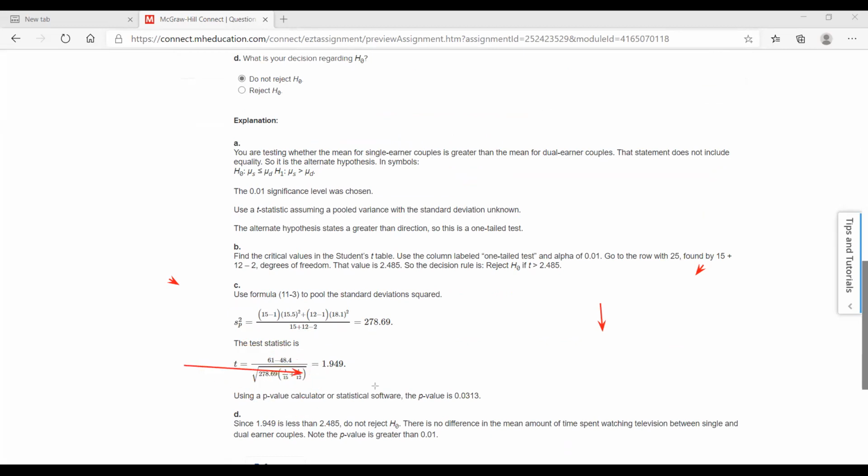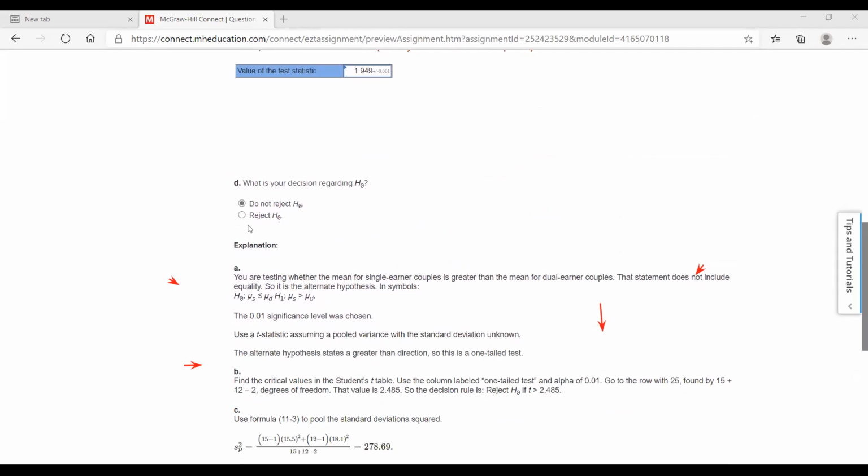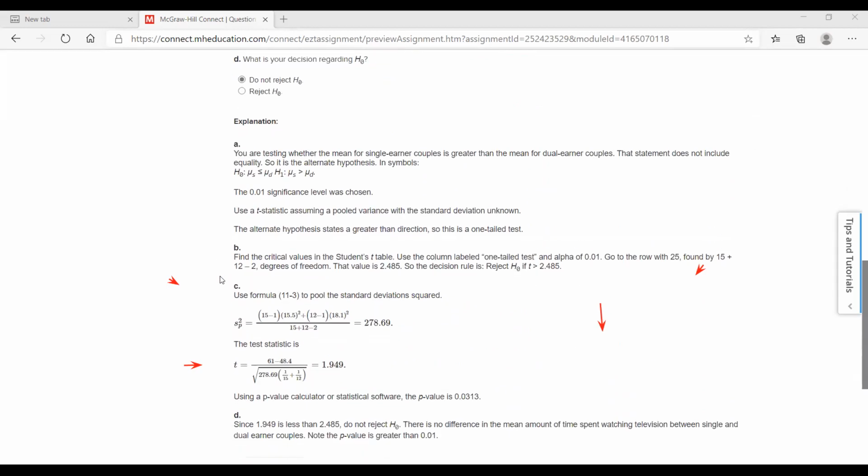All right, on this one, I'll help you out if you get stuck with it. For some reason, they want you to use a calculator. If you want to use an Excel formula, that's fine, but they got a p-value of 0.0313. But again, your decision rule here is going to be do not reject.